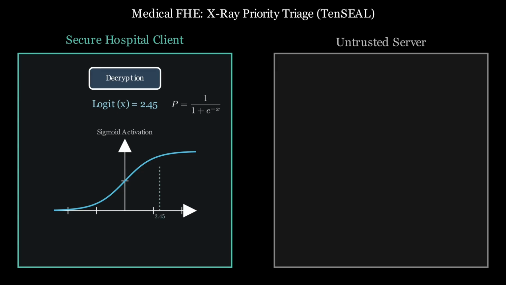Watch as our specific patient data point is mapped onto this function. The patient's logit of 2.45 is plotted on the horizontal axis. We project this vertically onto the sigmoid curve, and then horizontally to the probability axis. The mathematical transformation perfectly calculates a diagnostic probability of 0.91, meaning there is a 91% confidence level regarding the triage condition.